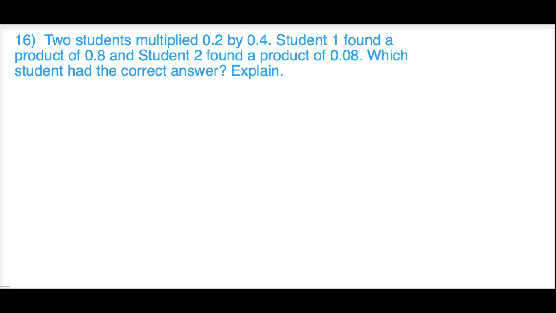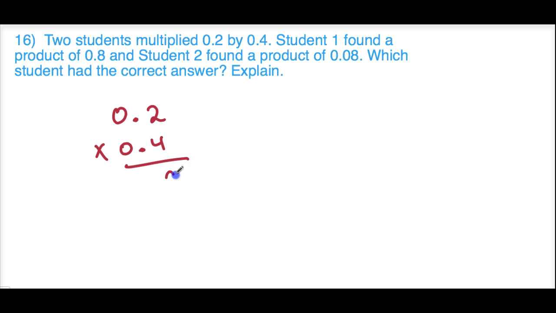Okay, number 16, and the last question. Two students multiplied 0.2 by 0.4. Student 1 found a product of 0.8 and student 2 found a product of 0.08. Which student had the correct answer? Well, if I were to multiply these myself, let's just see what we get.